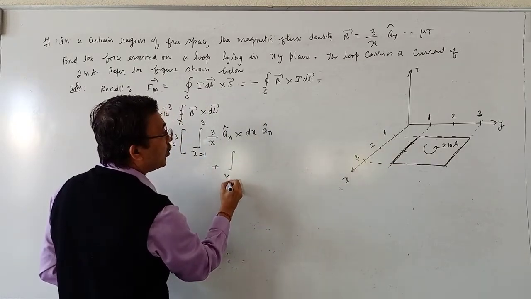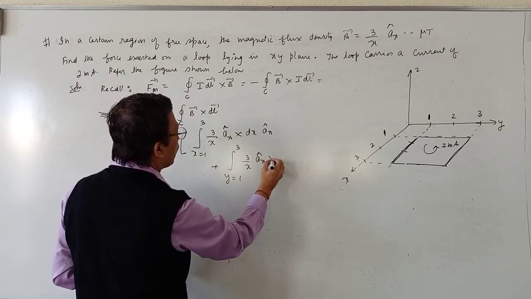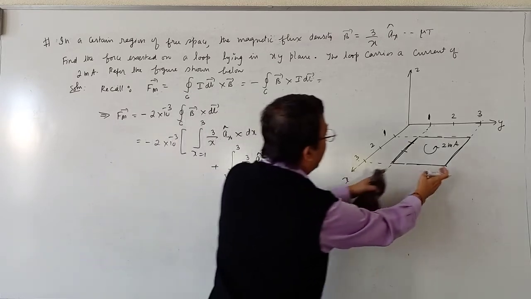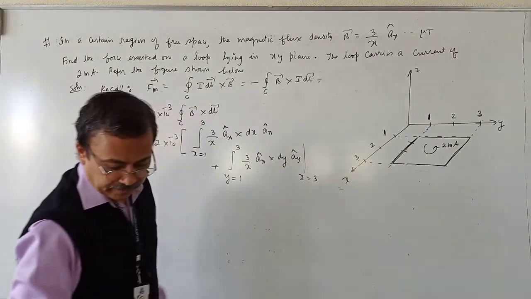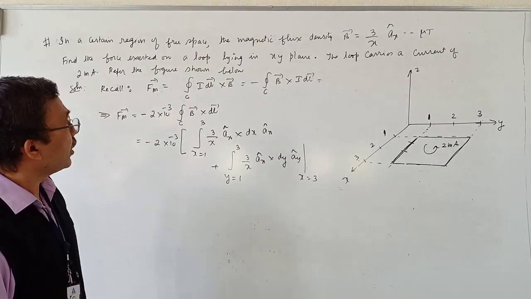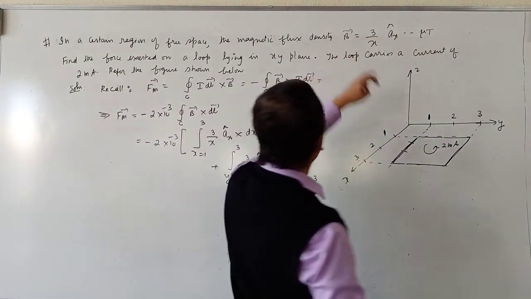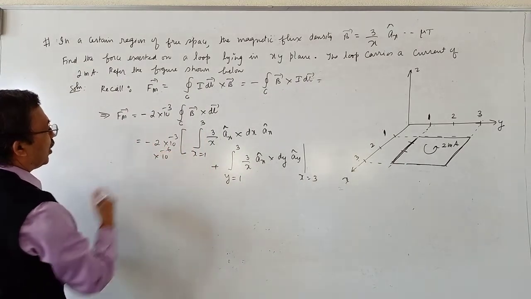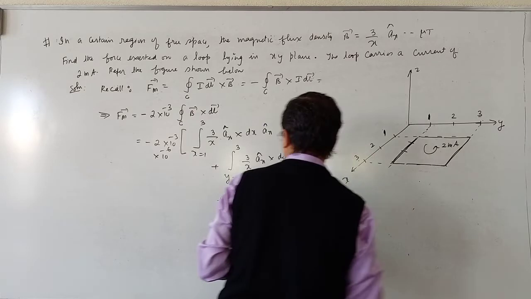Plus, next I will take this straight line. Integral y varies from 1 to 3, 3 by x into ax cap cross dy into ay cap. For this straight line, what is the value of x? x is 3. And the unit of vector B is microtesla, so in order to account for microtesla, I will multiply here by 10 to the power minus 6. Plus, next I will take this straight line.